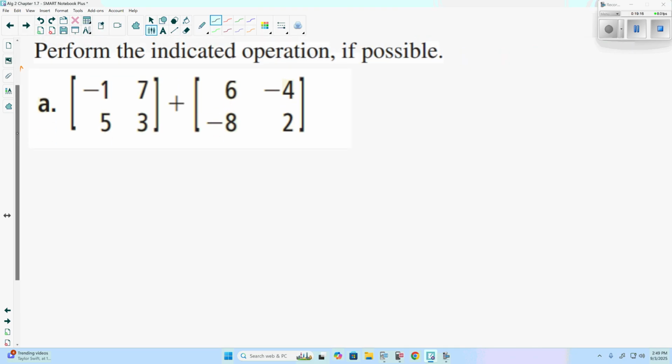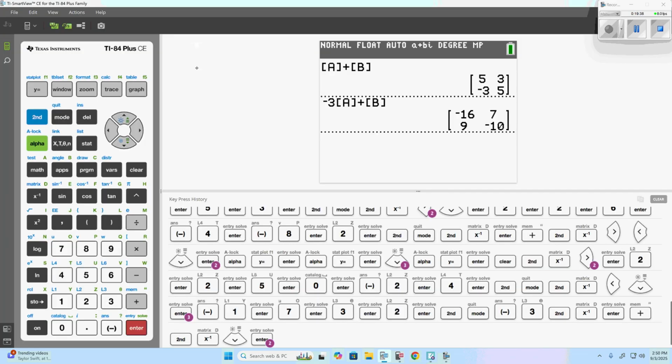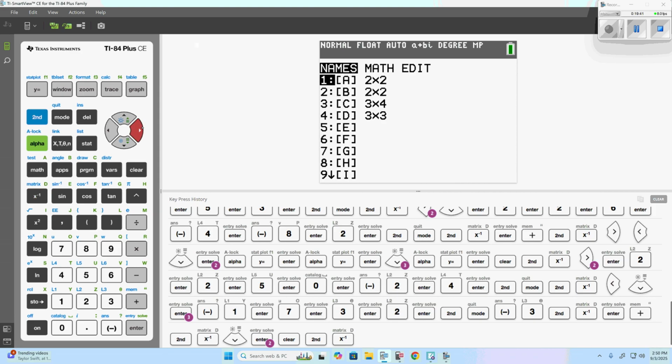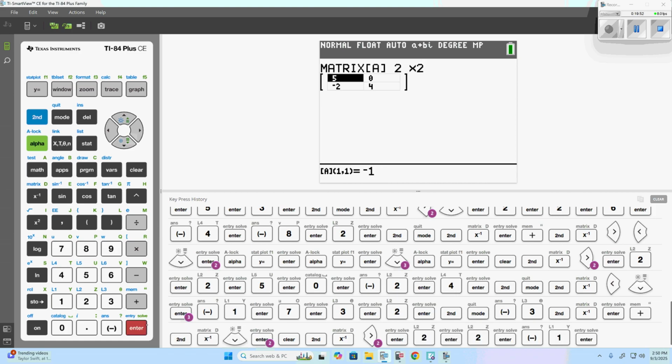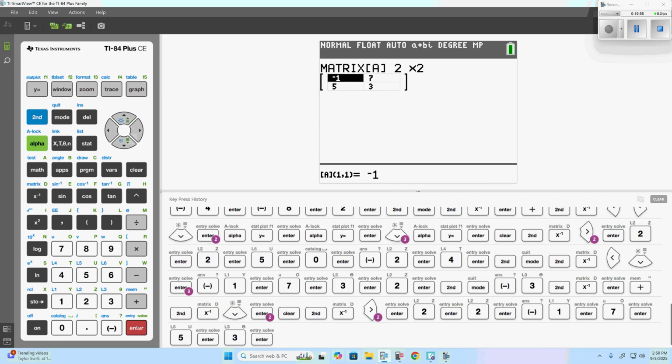Now, a question I always get, because we plugged matrices in yesterday and Friday, we kind of went over how to put them in. We can actually type these in. I could define this as matrix A, and this as matrix B, and then we would add them. So to do that, we'd pull the graphing calculator up, say second matrix, go over to edit, and we'll pick A. Now we'll put the dimensions in. A is a 2 by 2, negative 1, 7, 5, 3.